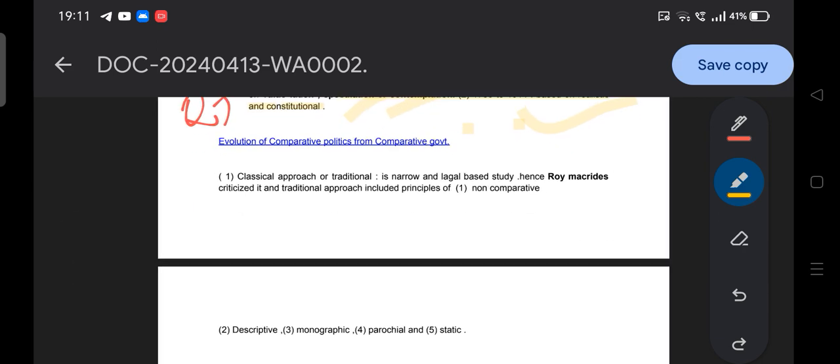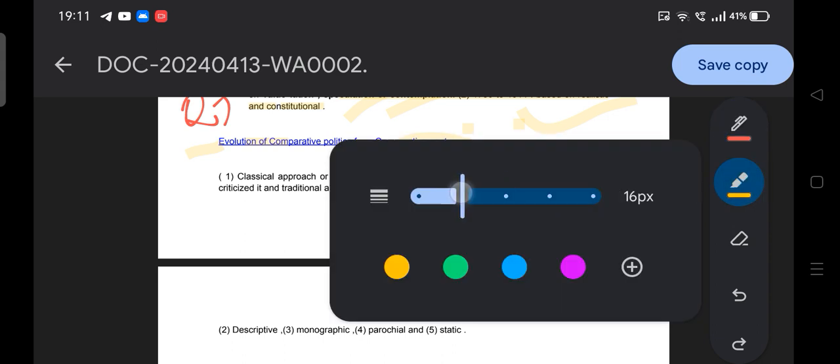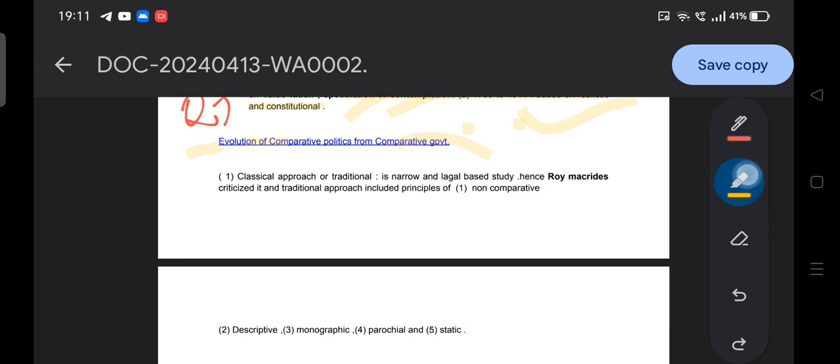Then we will discuss the evolution of comparative politics and comparative government. First we will see the classical approach. The classical or traditional approach is known as a narrow and legal-based study. As I already said, they are legal, narrow-based study.